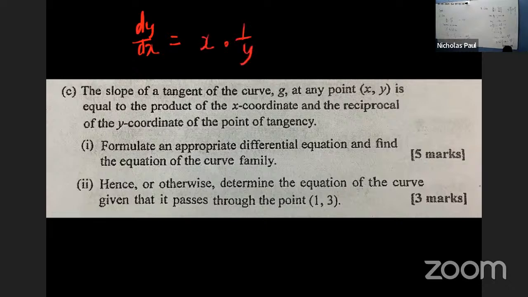So the slope is equal to the product of the x and the reciprocal of y. What do you have there? y dy equals x dx, so you have a first order differential equation. Now solve it fast. y squared over 2 is equal to x squared over 2.